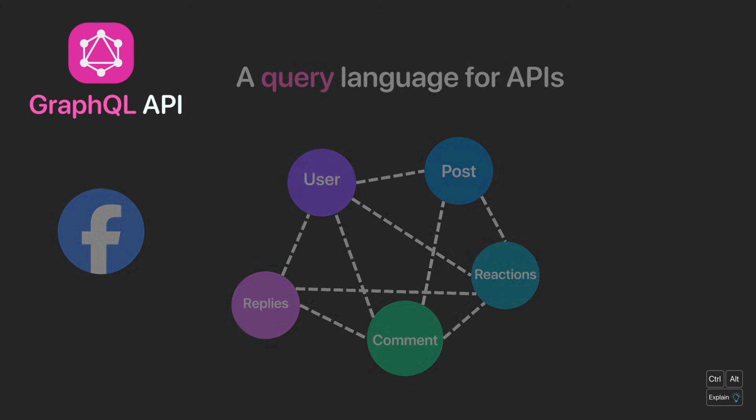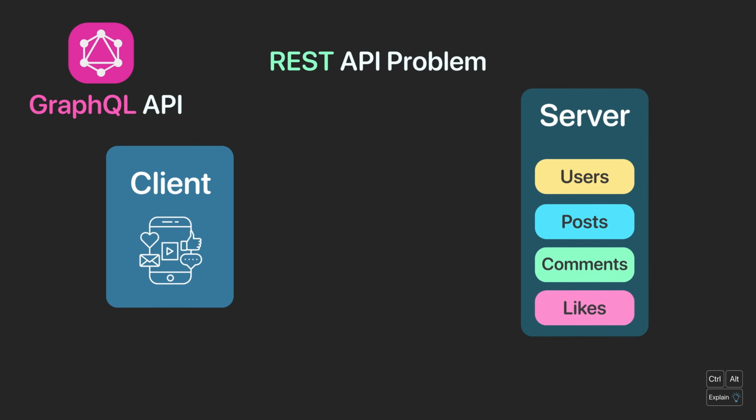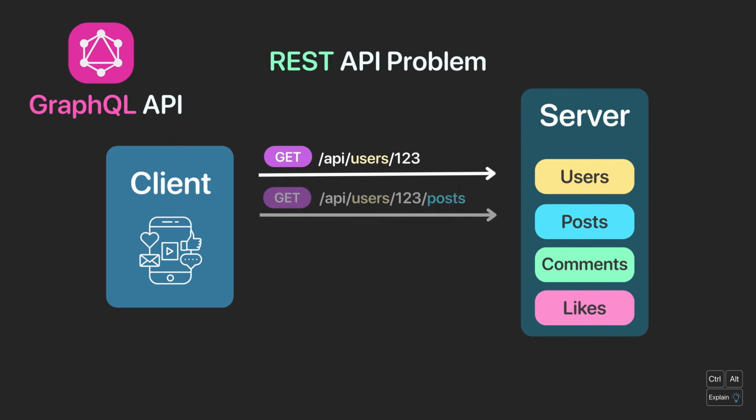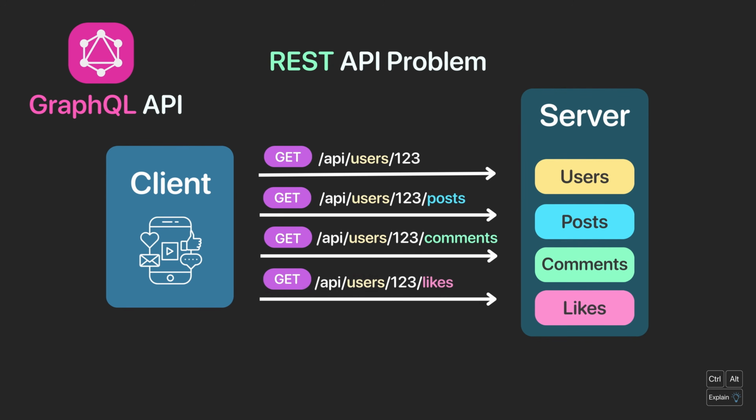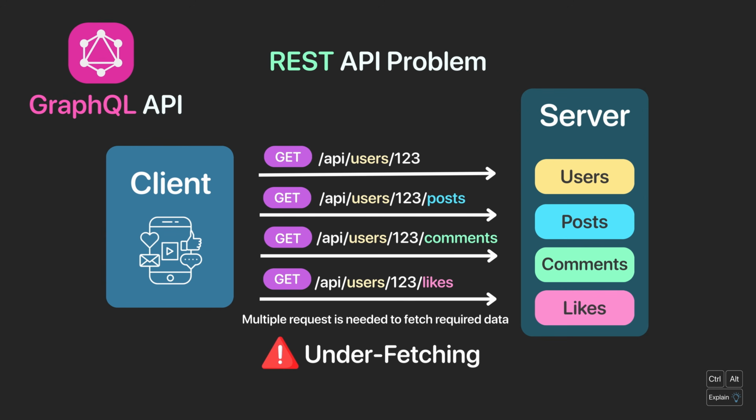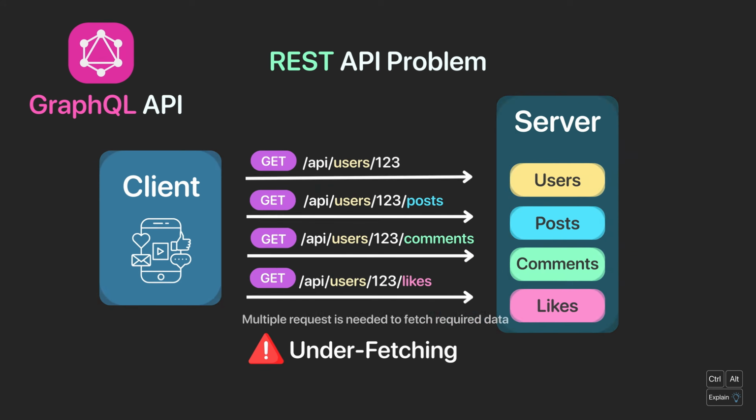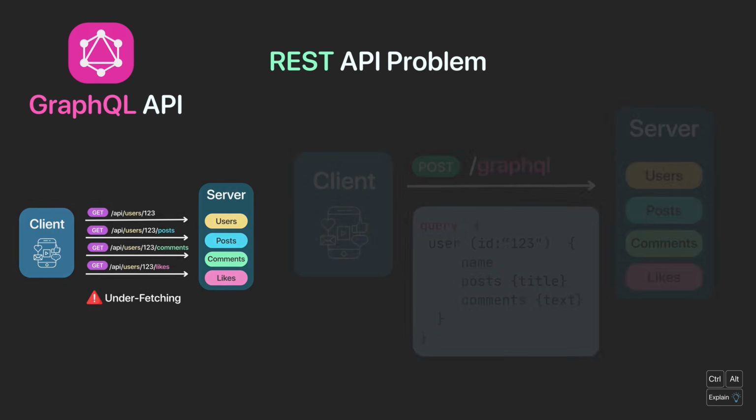When a client wants user data in a typical REST API, it often has to call multiple endpoints. One request for the user, another for their posts, another for comments, and maybe even another for likes. This is called underfetching. The server gives you only part of what you need, forcing the client to make several round trips just to build one screen. GraphQL solves this entirely differently.